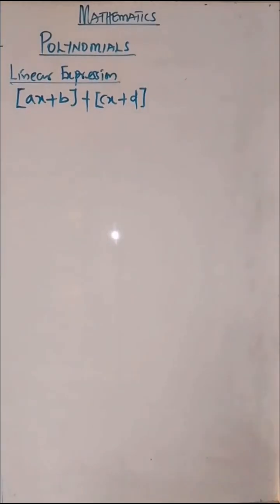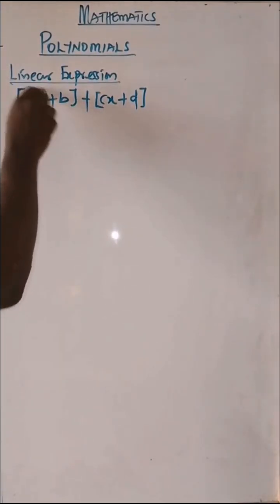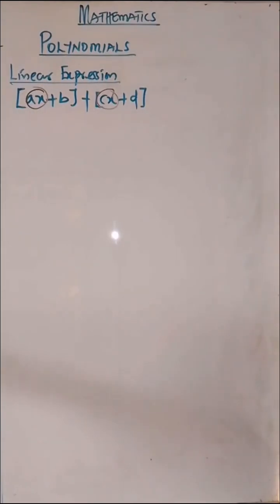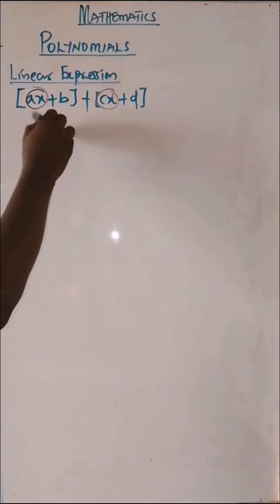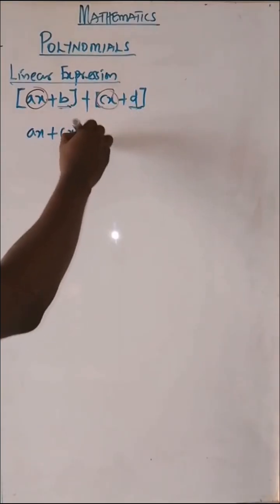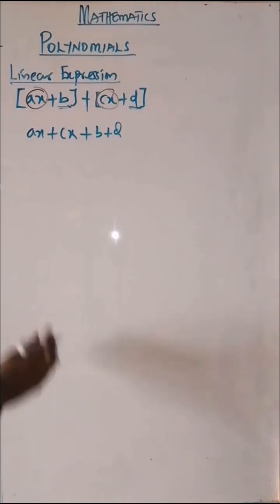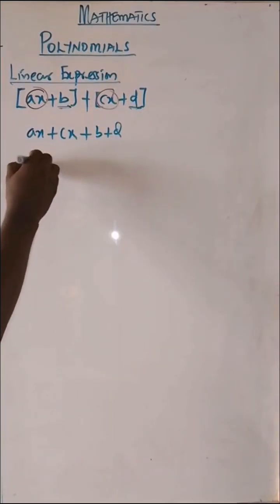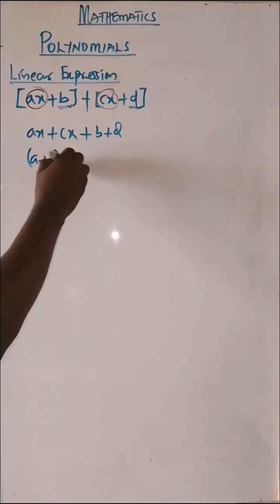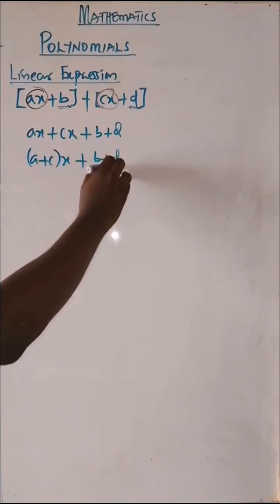So if you want to add this together, ax and cx will be beside each other. So I'll write ax plus cx. The b and the d, the constants, will come together, plus b plus d. As for this, we can now add their coefficients. That becomes a plus c into x, plus b plus d.